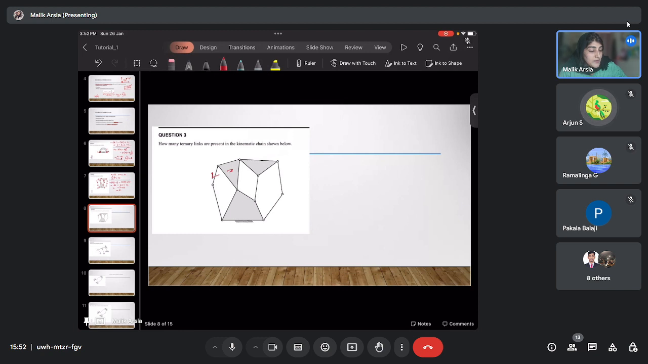One, it is connected to this link, and then it is connected to this link. So it is a ternary link. So this one is a ternary link. Now look at this one also. It is also connected to this link, then to this link, and then this link. Sorry, not this link, to this link. So these are the 3 links for this one. So this is also a ternary ring. So the answer here will be 2.